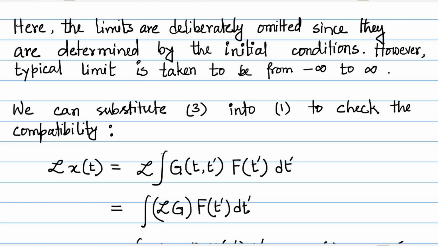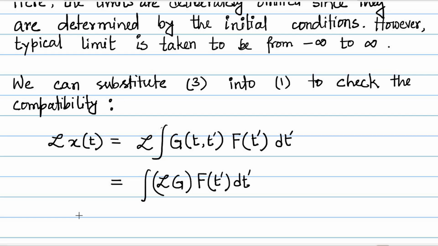Now, we can substitute our supposed solution into our equation number 1 in order to check the compatibility, that is, whether the solution 3 has the proper form. So that's what we have done. We have inserted the solution x of t, or supposed solution, into the left-hand side of the differential equation, and what we need to find is the right-hand side as a result.